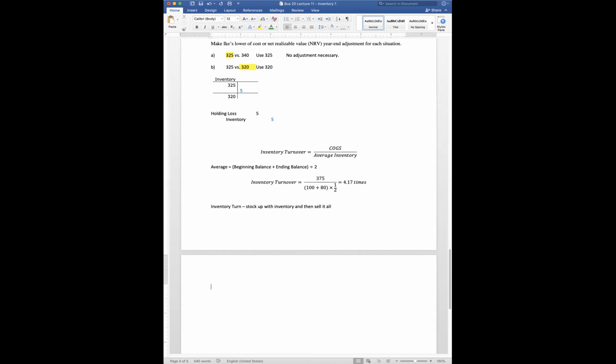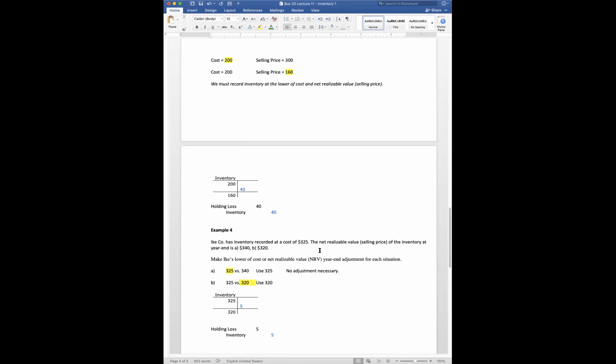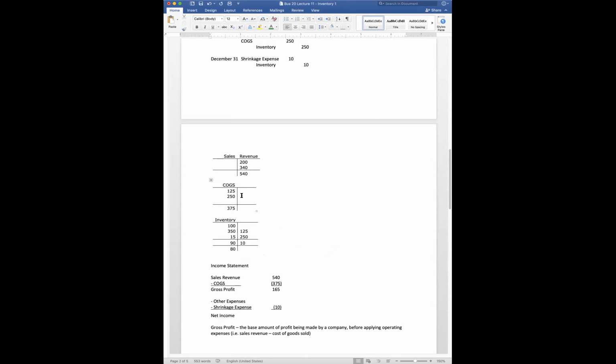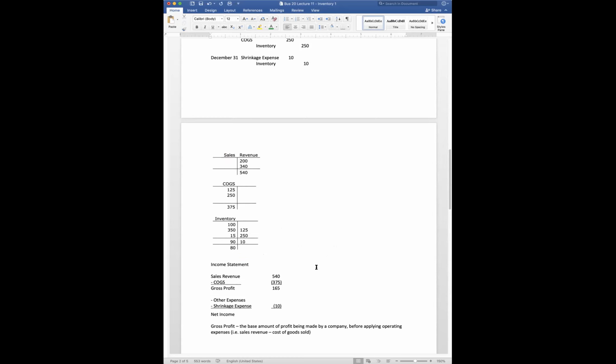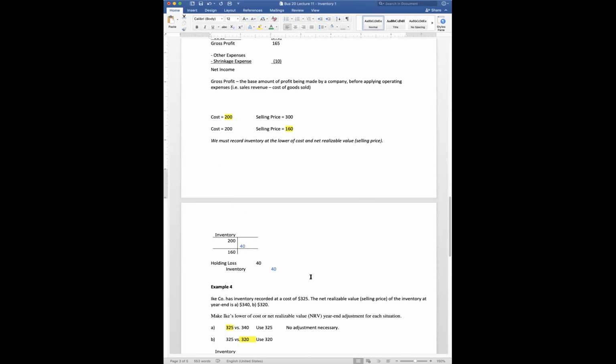Okay. All right, and the other ratio I want to discuss is something called the gross profit percentage. Now, the gross profit percentage, the official formula is that it's gross profit divided by sales revenues. But remember, gross profit is sales revenues minus cost of goods sold. So you can think of it that way as well. Okay, now again, let's go back to the company here that we used in the previous example, and we'll calculate their gross profit percentage. So their gross profit is $165 and their sales revenue is $540.